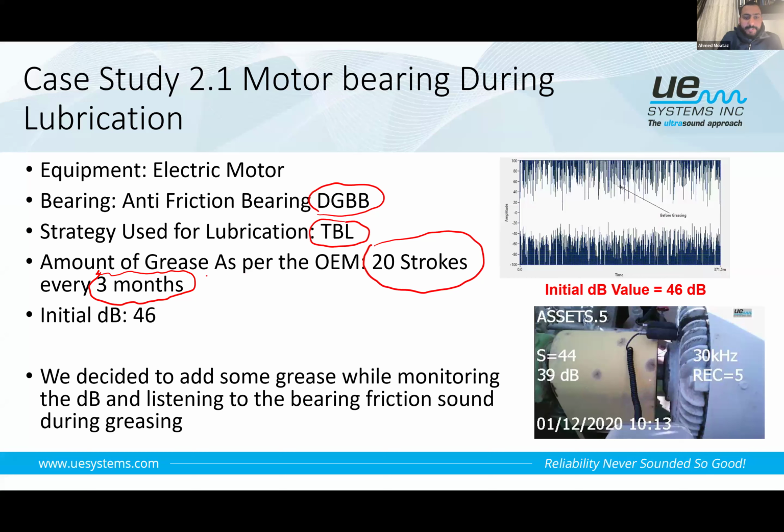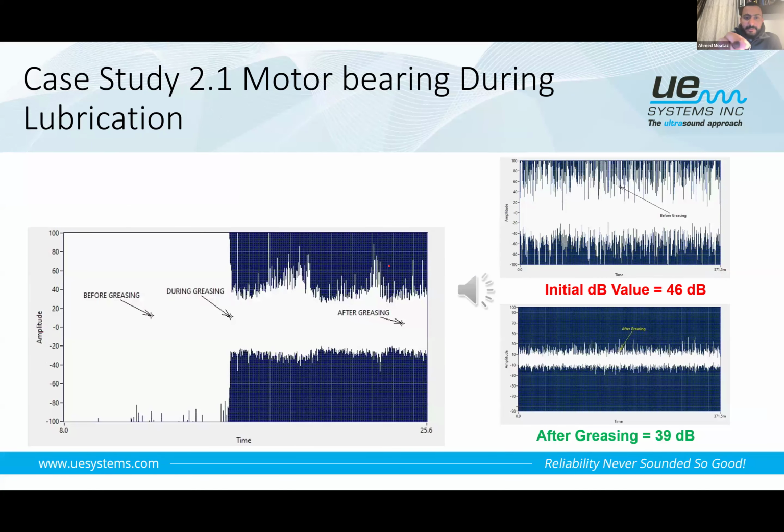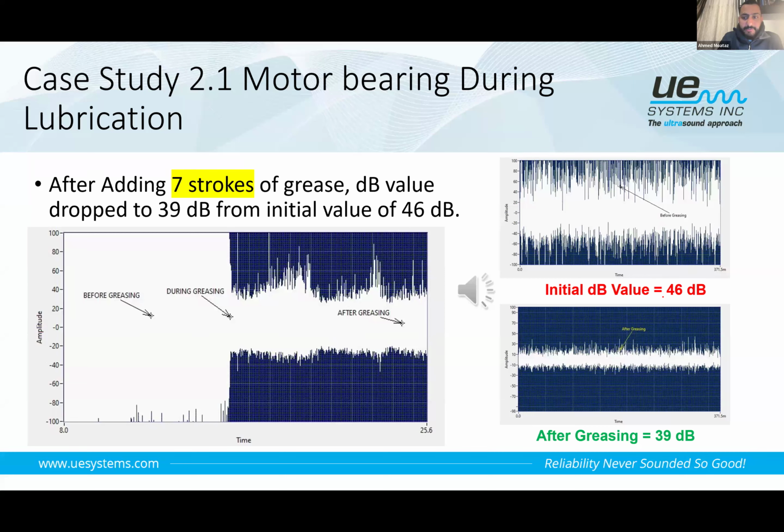We visited this bearing 3 months after the last time they greased it, to set a new baseline and to start the condition-based lubrication program. We found that the decibel value before greasing was 46 dB, and then they used to put in 20 strokes. We started to lubricate the bearing and the decibel value decreased during greasing. The friction decreased from 46 to 39.